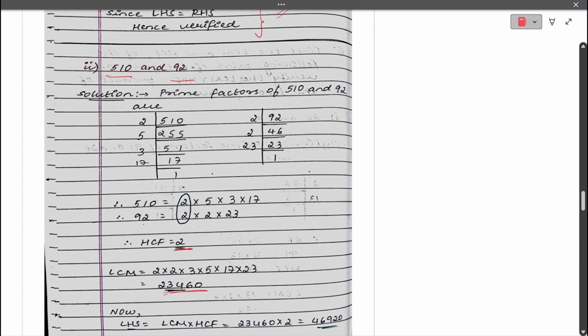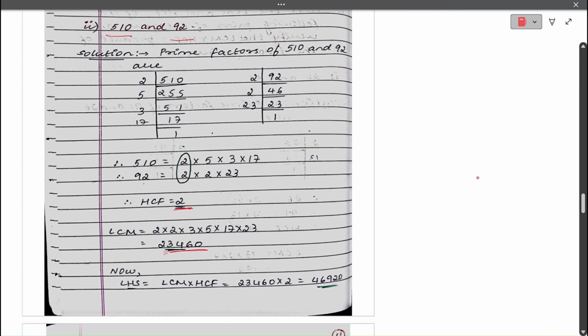23,460 is the LCM. When you check for the LHS, the LCM into HCF, the time you get 46,920 as your answer. So this is your LHS.